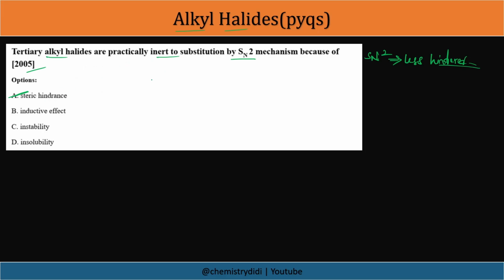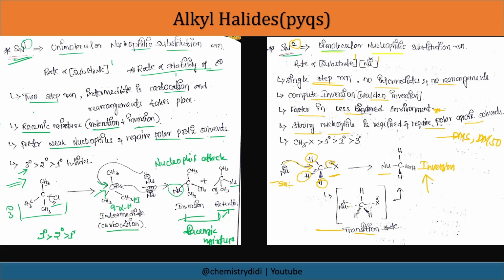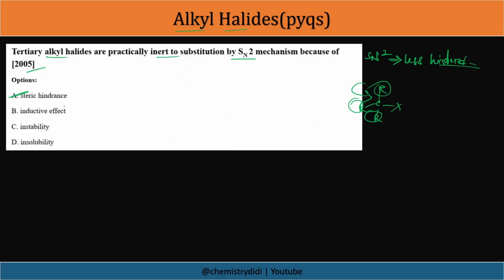Why are tertiary alkyl halides practically inert? Because of steric hindrance. Tertiary alkyl halides means there will be three different alkyl groups over here. These might be bulky, right? So the nucleophile can't attack from the backside because of the steric hindrance. So that's why option A is the correct answer. I hope you have understood this.